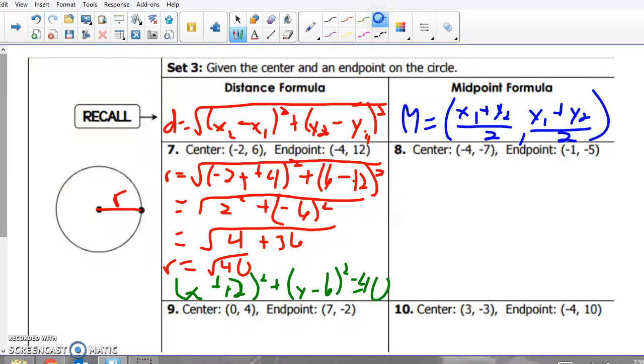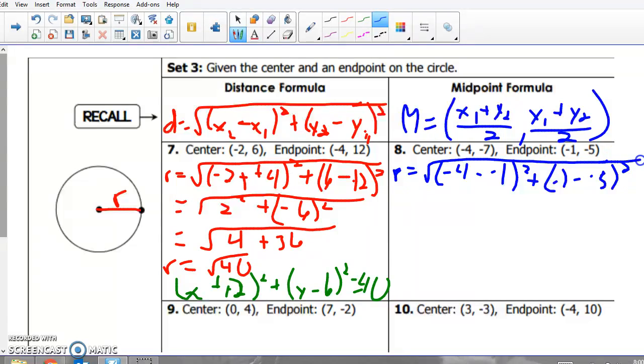Let's go ahead and try number 8. Same thing. When you're given the center and the endpoint, you have to find your radius by doing the distance formula. So my distance formula is the square root, and we'll do negative 4, x2, minus my negative 1, squared, plus my y2, which is negative 7, minus my y1, which is negative 5, squared. Those change to a plus, so negative 4 plus 1 gives me negative 3 squared, plus negative 7 plus 5, which would be negative 2 squared.